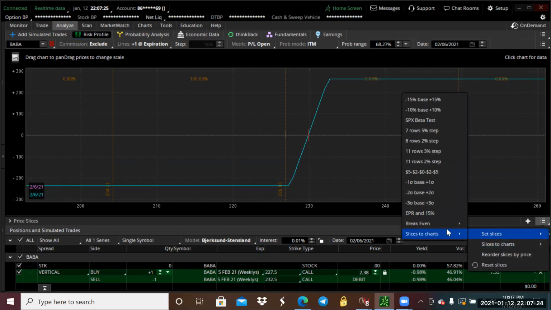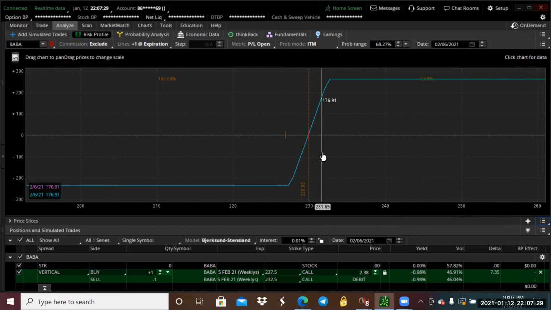Set the slice break even to 2.6. So this is your break even right here above 229.84 before the expiration. If you're going to hold it that long, that's what it means.